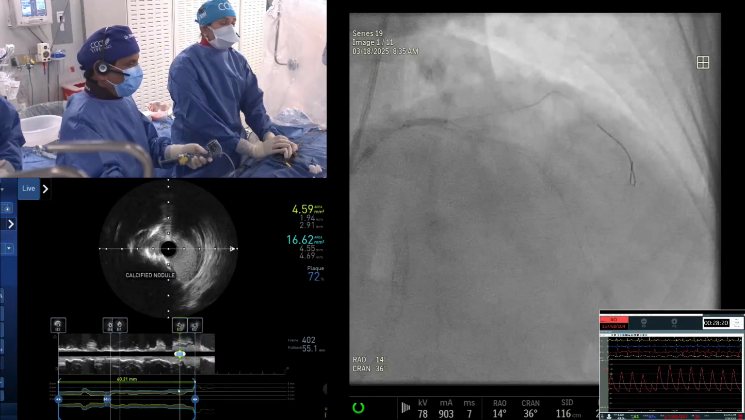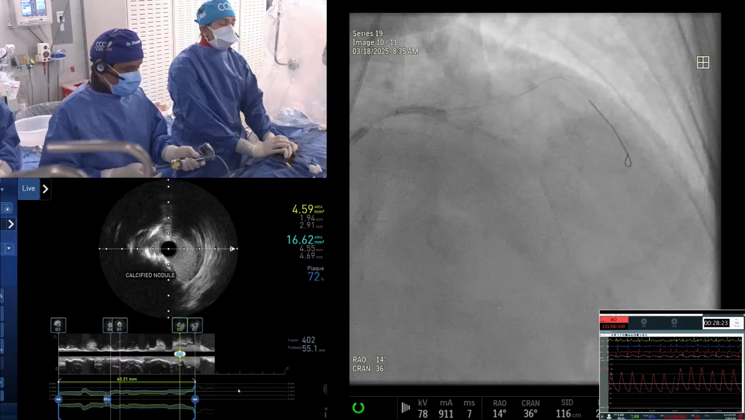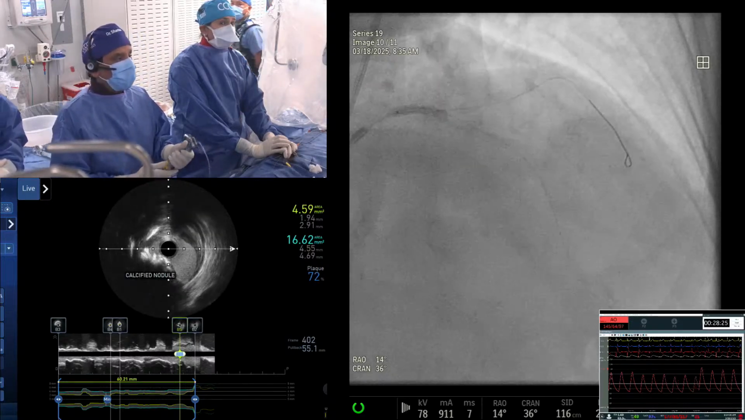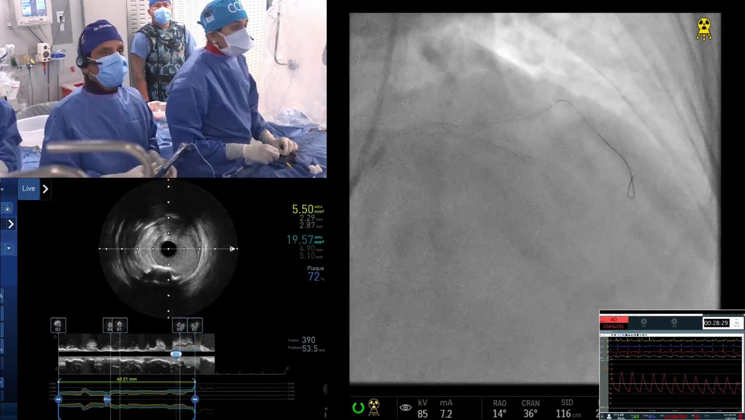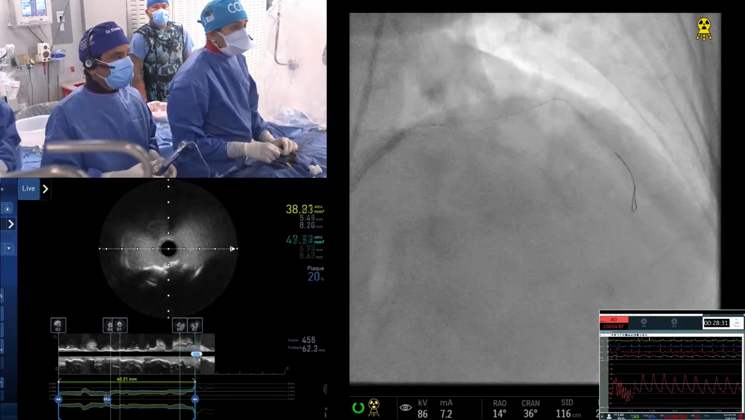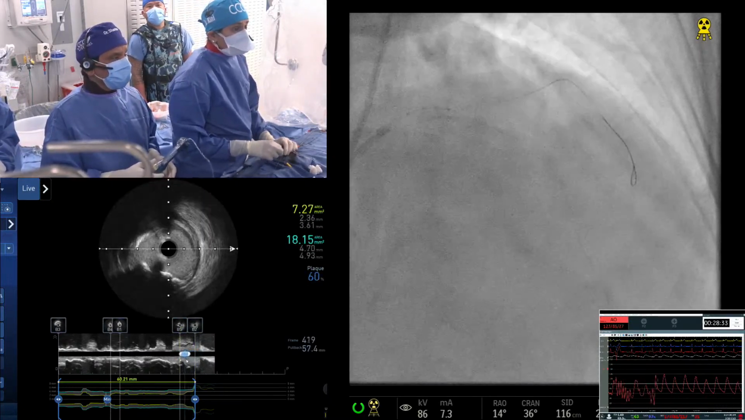No, that calcific nodule is in the ostial left main. Is it an ostial left main or distal? From the ostium to the mid part of the left main. Mid part of the left main. This is just the way the wire bias is in that LAD.